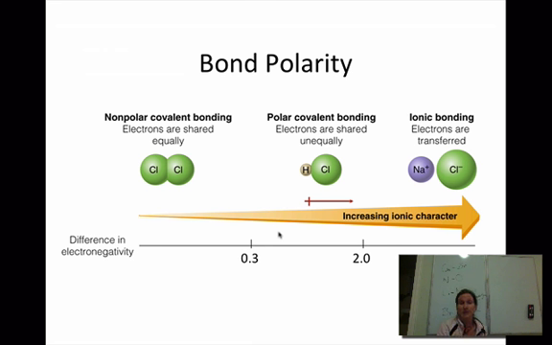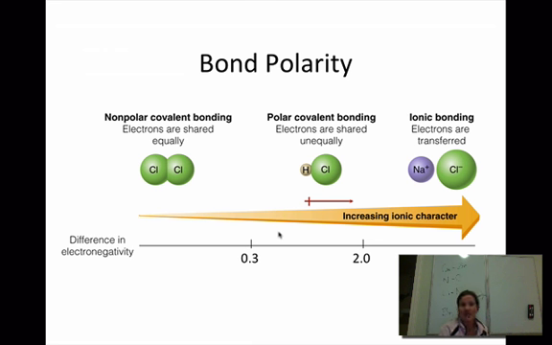If we calculate the difference in electronegativity for our two elements in a bond and we get 0.3 or less, that is nonpolar covalent. If we get between 0.3 and 2.0, so from 0.4 up to 1.9, that's a polar covalent bond. And if we get 2.0 or higher, that's ionic.